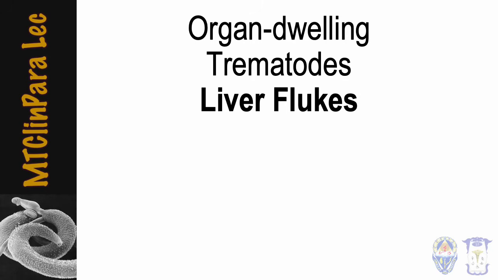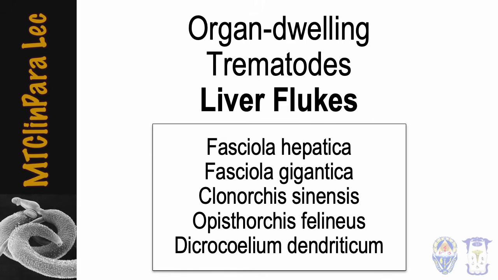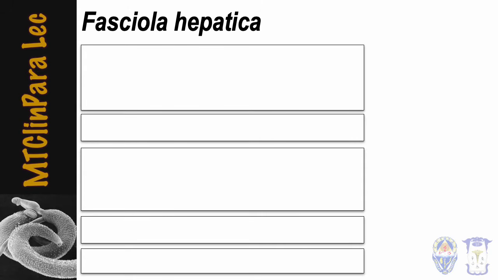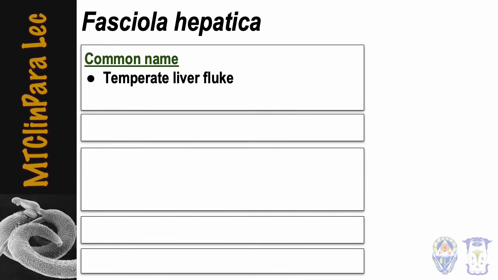So let's start first with the liver flukes. We have Fasciola hepatica as the most commonly associated or pathogenic liver fluke among these types of trematode. The first one is Fasciola hepatica, also known as the temperate liver fluke. This is more common in cold climates such as in Europe.